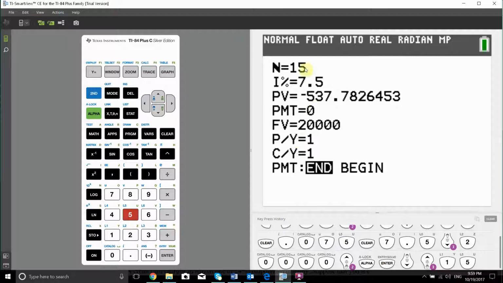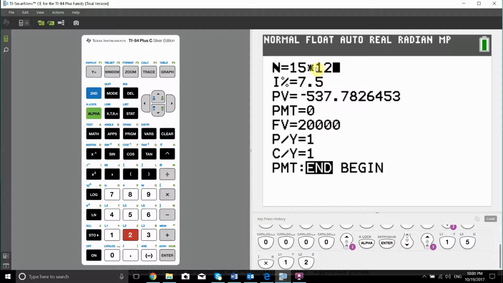So first of all, the n here is not just the number of years. It should be the number of periods. In each period you make one payment, so you should put the number of months here instead of the number of years. So after you put in 15, you multiply by 12, and then you move down. The calculator will automatically compute it for you. You have 180 months of payments in 15 years.